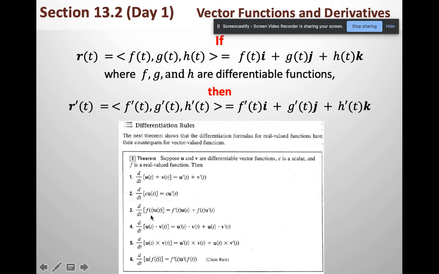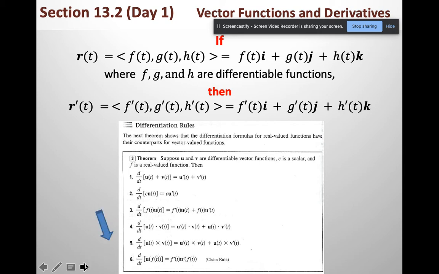Look at this. The derivative of a function times a vector, right? That's a little bit different. We don't have that in normal calculus. A function times a vector is the derivative of the function times the vector plus the function times the derivative of the vector function. That should sound familiar to you.